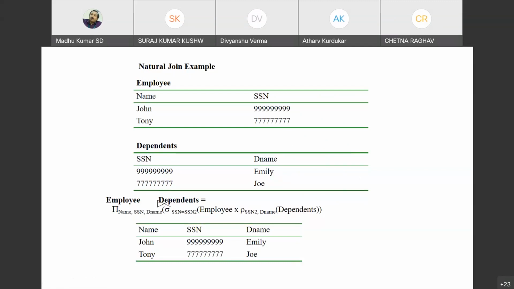So the resulting table is having 3 columns: department name, SSN, social security number of dependents, and dependent name. So this is an example of a natural join.